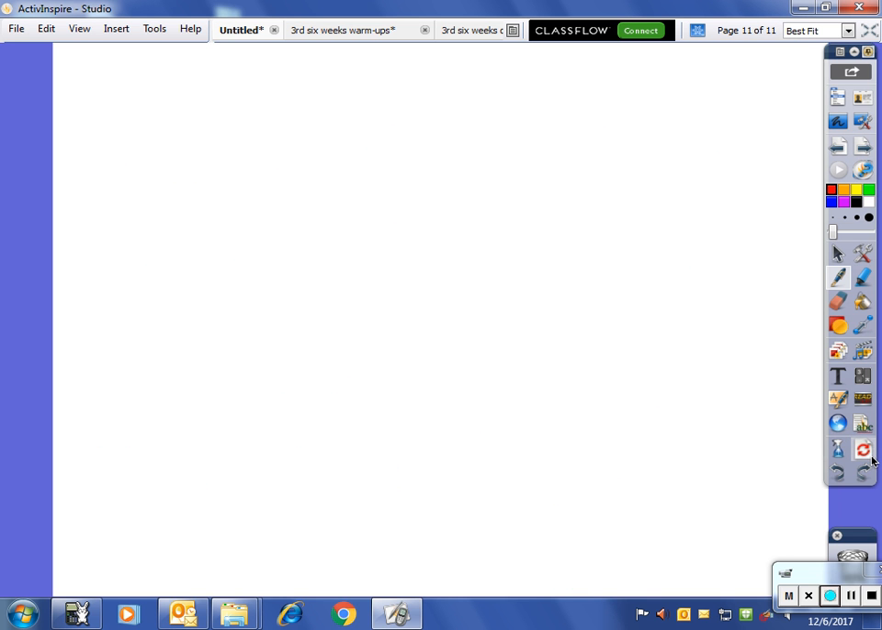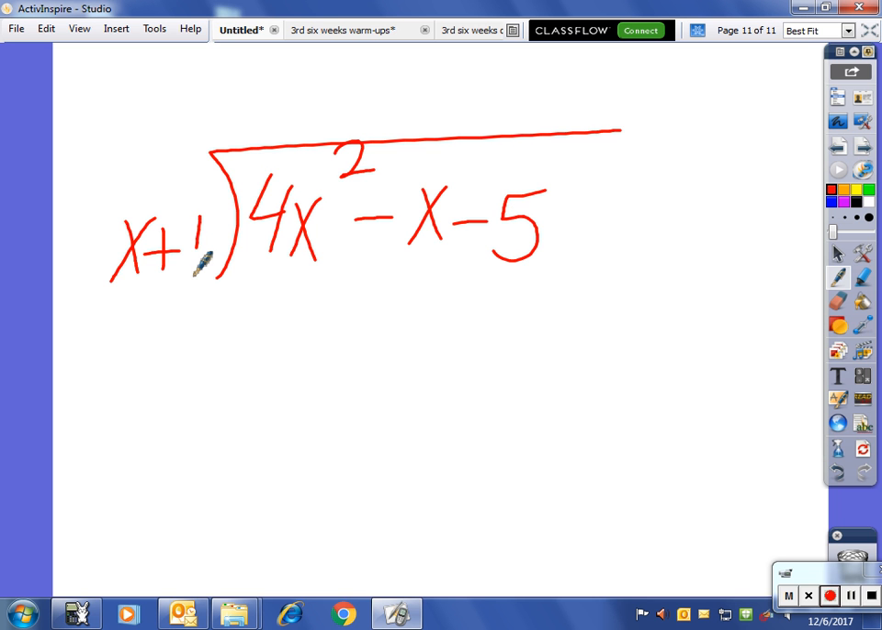All right, let's try another one. 4x squared minus x minus 5 divided by x plus 1.